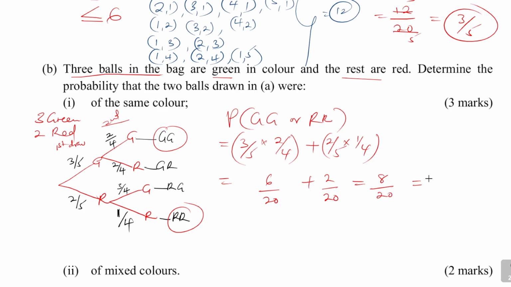And when you simplify this one, you get by 4. When you simplify, this will give 2 divided by 5. So that is how you're supposed to do it.